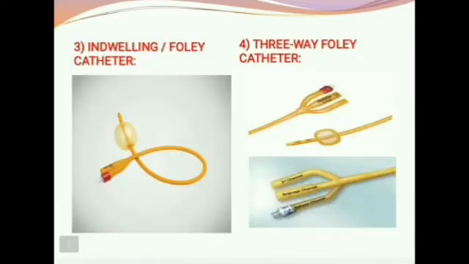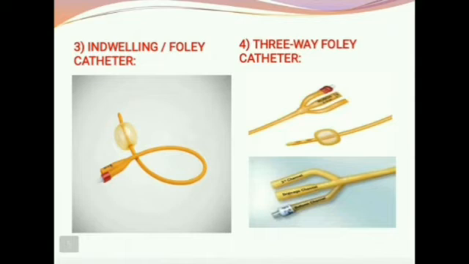Third one, indwelling Foley catheter. It is a double lumen catheter. The larger lumen drains urine from the bladder and the smaller lumen is used to inflate a balloon near the tip of the catheter to hold the catheter in place within the bladder.